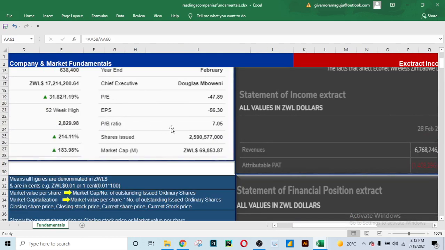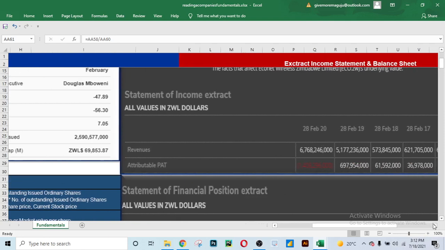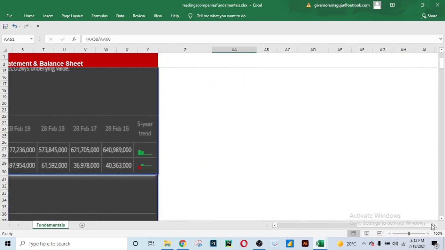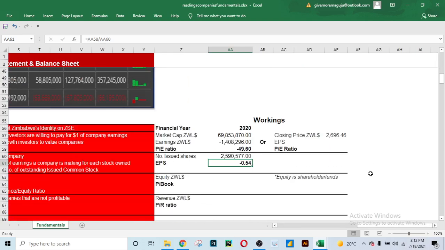Negative 54. Here, earnings per share, we've got 56.30. Okay, so I think there is some disparity there in terms of rounding. But anyway, let's just use the provided earnings per share, negative 56.30, and let's see what will happen.